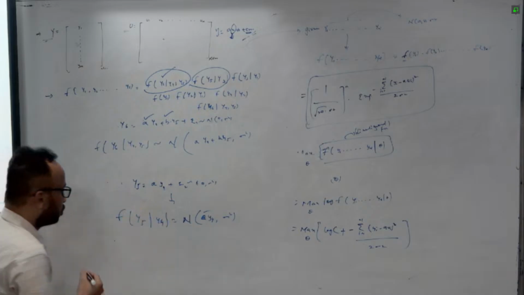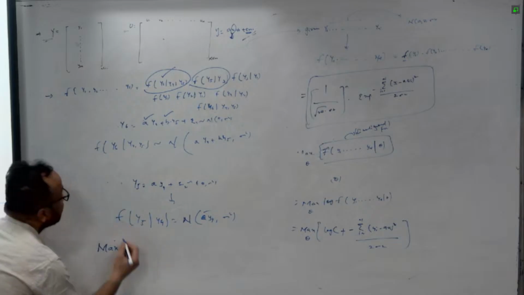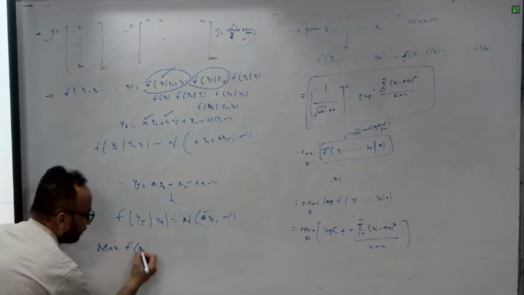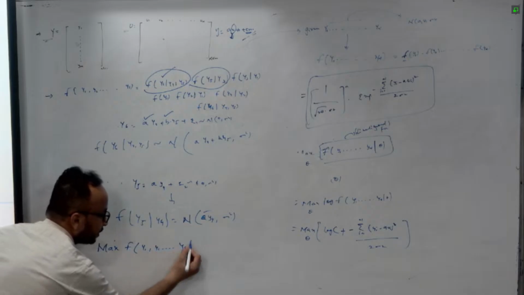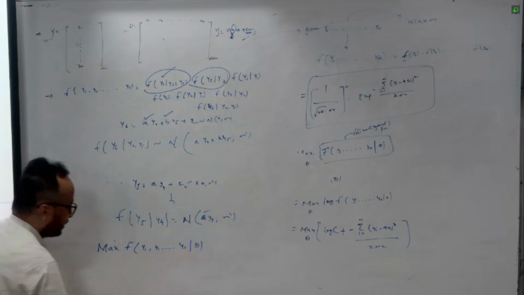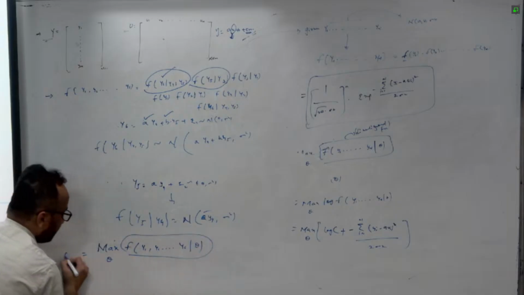So I am going to solve a maximization of likelihood. Again, I call it a likelihood function: f of y1, y2 to y6 given theta, conditioned on theta. Maximize the joint density function with respect to theta. You get theta hat.